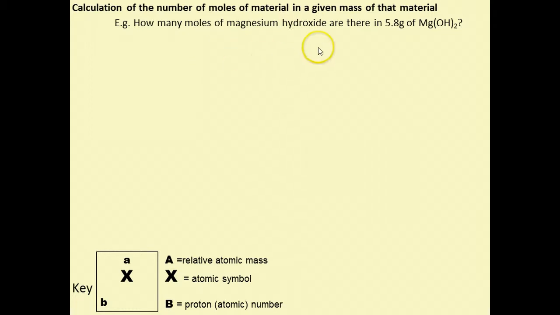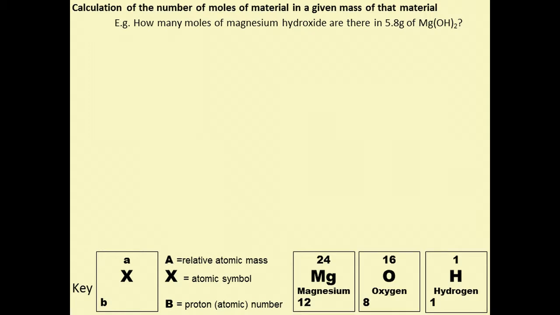Here's a question which is remarkably similar to the last one, apart from we have a different substance here. Here it is magnesium hydroxide, and it's asking how many moles of magnesium hydroxide are present in 5.8 grams. So it's exactly the same strategy as last time. Have a go at the question and then restart the video to see if you've got it correct.